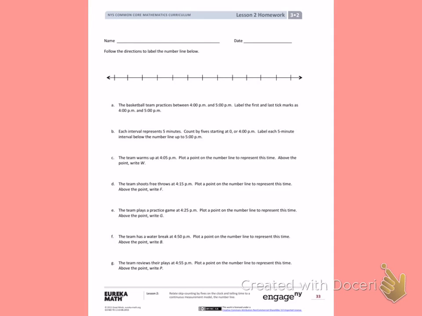This is Module 2, Lesson 2. Today's objective was to relate skip counting by fives on the clock and telling time to a continuous measurement model, the number line.